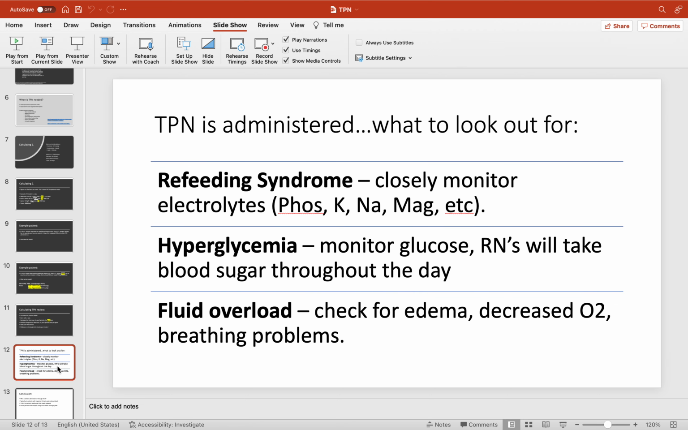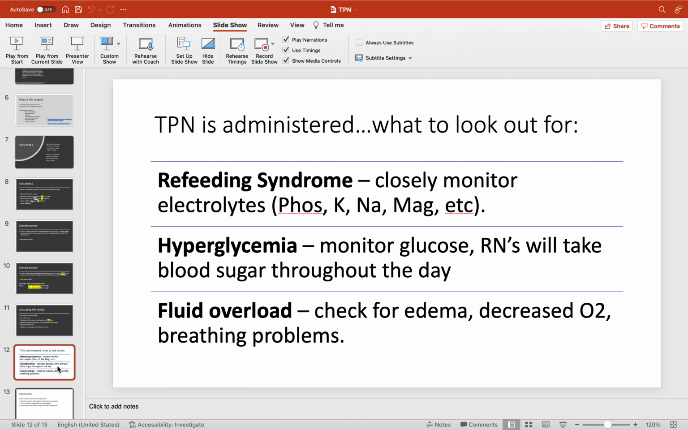So a couple things, just because when we administer TPN, there are things we have to look out for. So the 3 big things we really want to pay attention to are refeeding syndrome, hyperglycemia, and fluid overload. So with refeeding syndrome, we really want to closely monitor our electrolytes. And so typically when people come in for TPN, they really haven't been eating for a long time. They're pretty malnourished, or they're really at risk for malnourishment, and they're probably not going to eat for a while. And so this is something we really, really try to monitor.